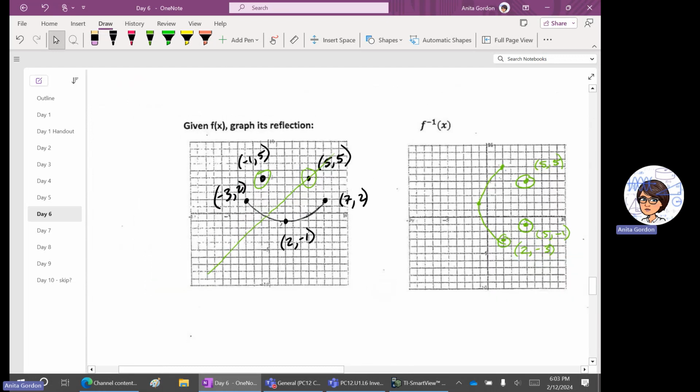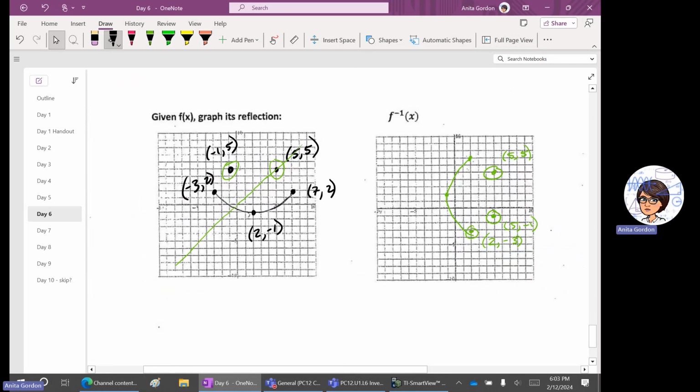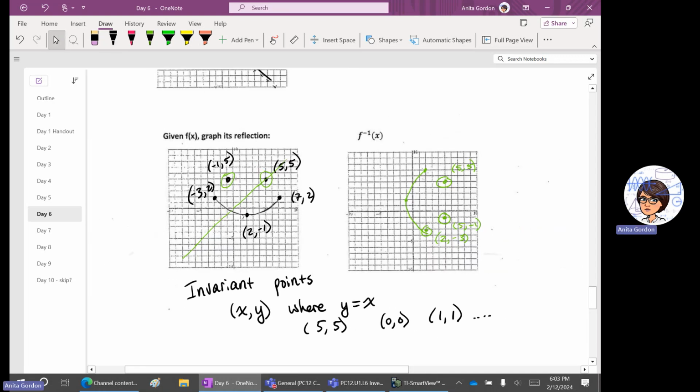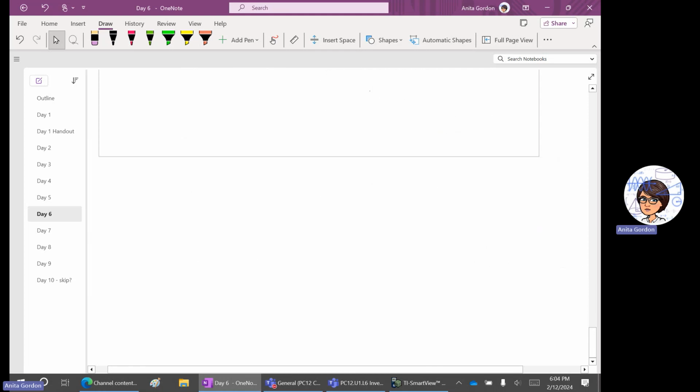So when we do an inverse, the invariant points are the points (x, y) where y equals x. So in this case, (5, 5), or (0, 0), or (1, 1), and so on. And that brings us to the end of this lesson, I believe.